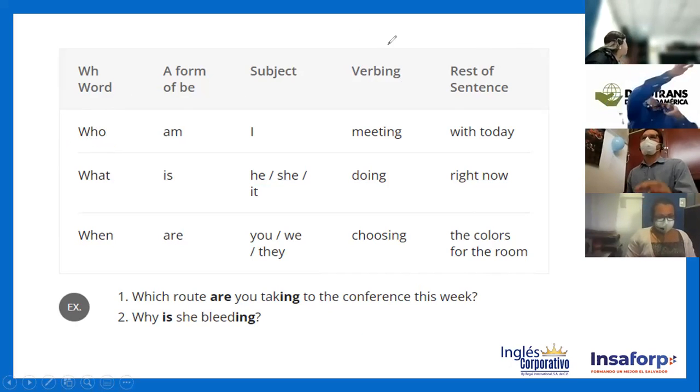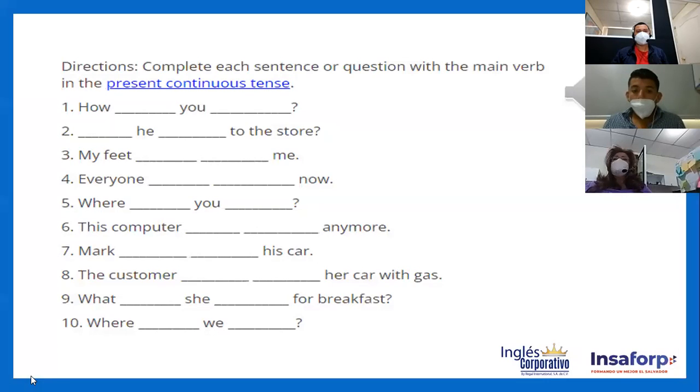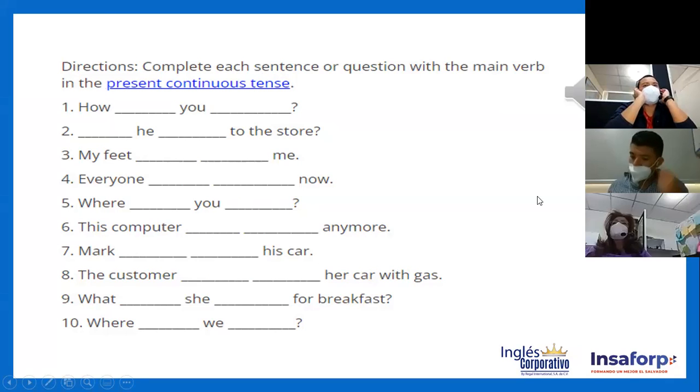Okay, so let's continue, right? No more questions, guys? No? Okay. So let's continue, and then we're going to have this listening section. Listening lab exercise. You're going to listen to this, and you're going to complete this part. Remember, there are some verbs that you have to listen to very carefully, and then you're going to tell me the answers.